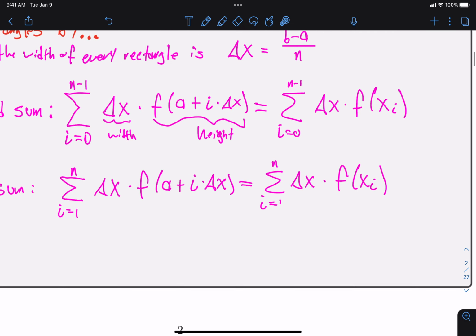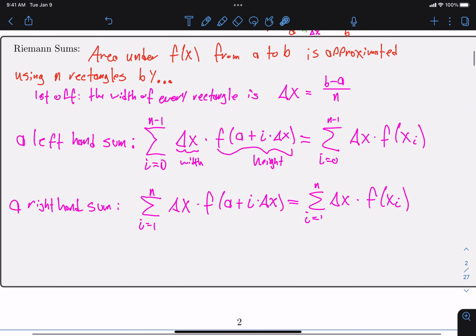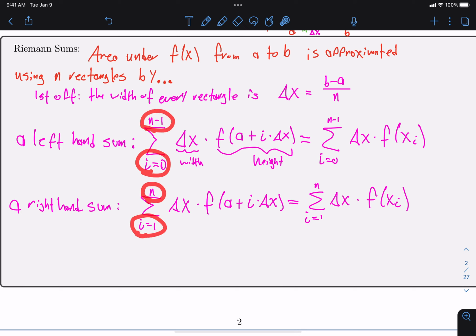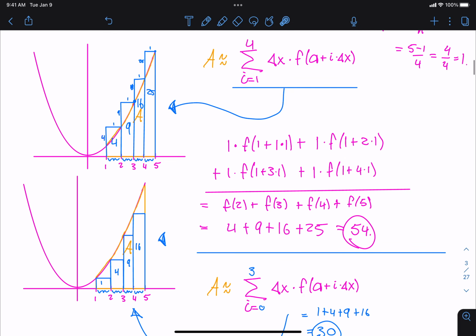That's the difference heuristically between a left-hand sum and a right-hand sum. In terms of the formula, for the left-hand sum we go from i equals 0 to n minus 1. For the right-hand sum we go from i equals 1 to n. Why does the right hand exceed and the left hand does not? It won't always be that way. It just happens to be that way for this function. It has to do with the fact that this function is increasing between 1 and 5. That's why it's an overestimate for the right-hand sum and an underestimate for the left-hand sum.